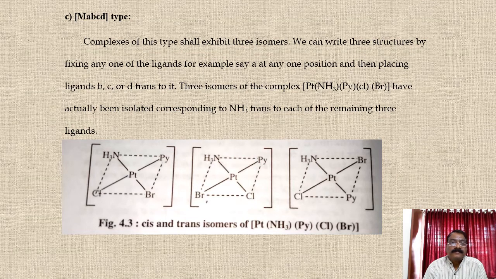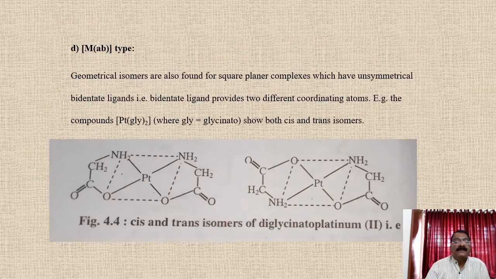See, in the first, ligand NH3 is fixed; in the second, NH3 is fixed; we change the position of the remaining three ligands, and in the third also we change the position of the remaining three ligands, and we have the three cis trans isomers of this particular complex.